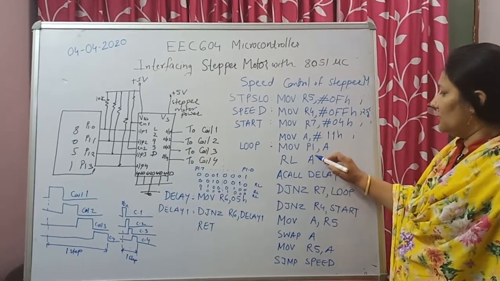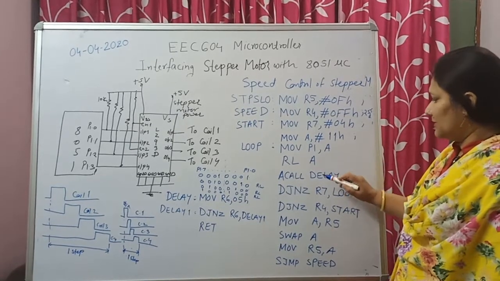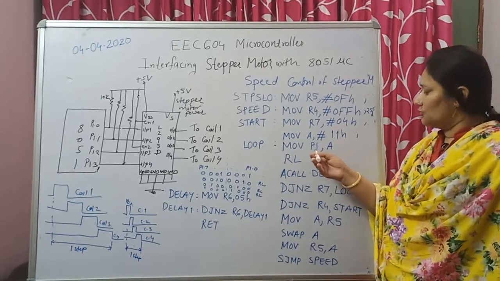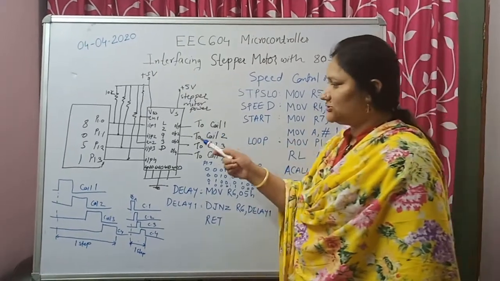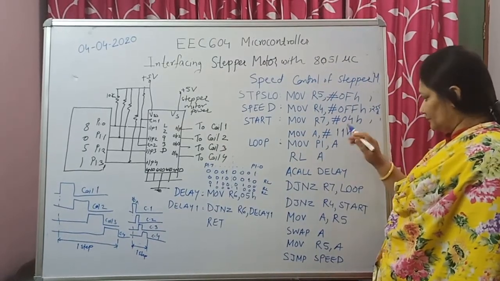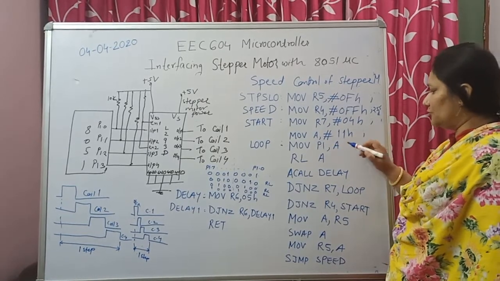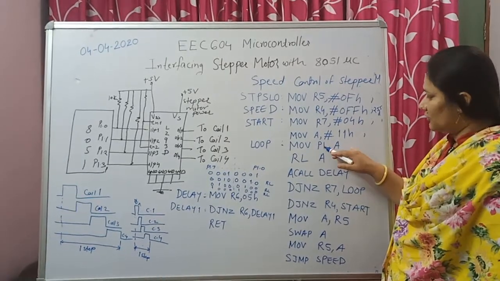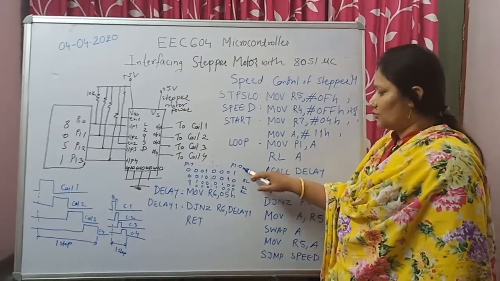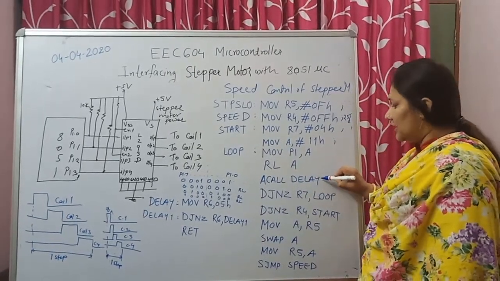Then we are rotating the contents of the accumulator once. Now we are calling delay. Calling delay means, you know that all the ports of 8051 are latched, so unless and until we change the contents on the port, the previous contents are not going to change. So what is available on port 1? Port 1 contains 11, so coil 1 is getting energized, and this energization will remain for the delay period.